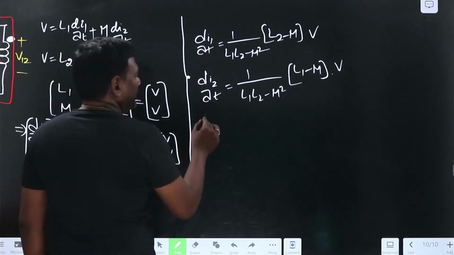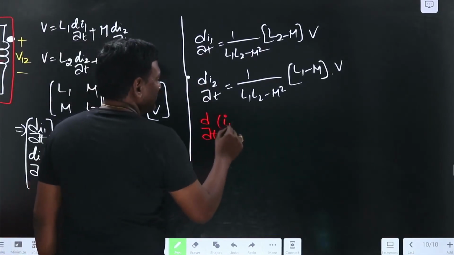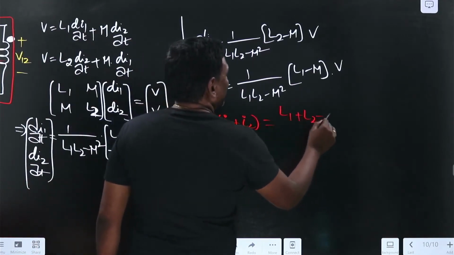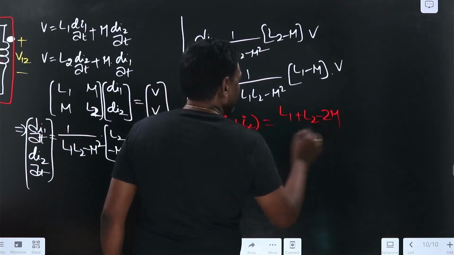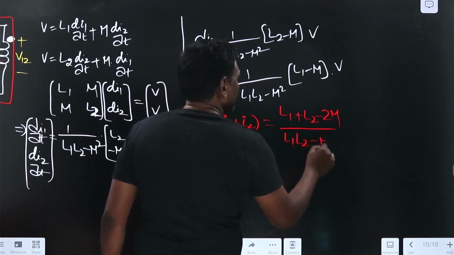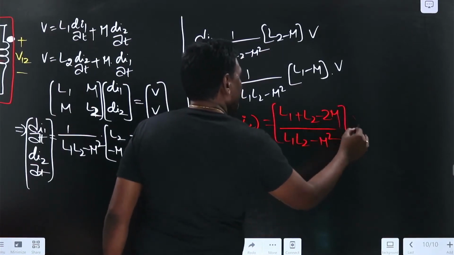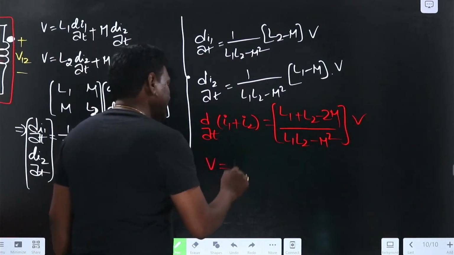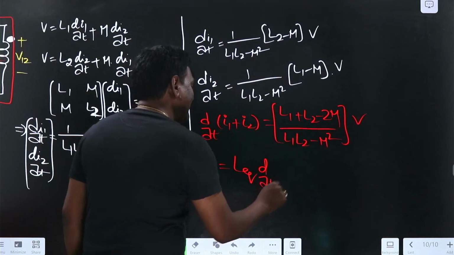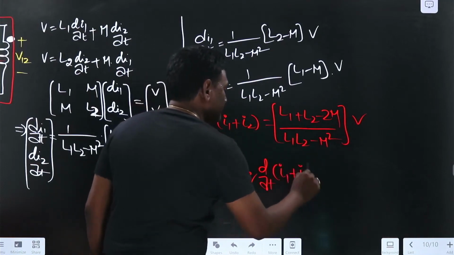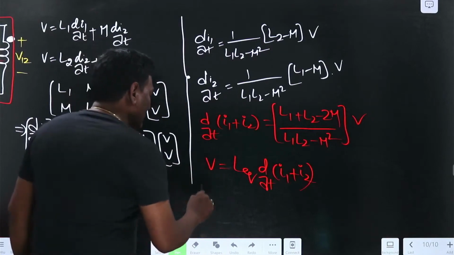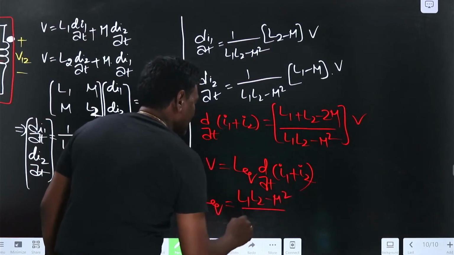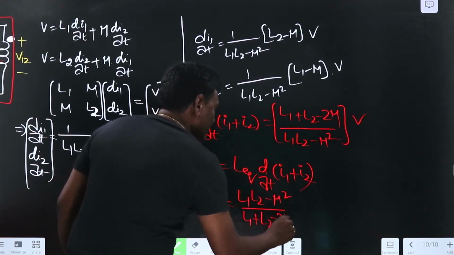So d by dt of I1 plus I2 is going to be L1 plus L2 minus 2M divided by L1 L2 minus M square into V. Now what should be the equation? V should be equal to L equivalent into d by dt of I1 plus I2, right? So what is L equivalent now? L equivalent is going to be L1 L2 minus M square divided by L1 plus L2 minus 2M.